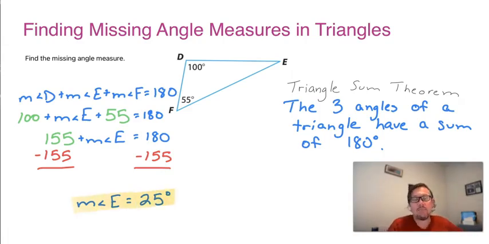25 degrees. And that's it. The triangle sum theorem. You've probably known it for a very long time, but maybe didn't know what it was called. And now you know. Triangle sum theorem. The three angles of a triangle have a sum of 180 degrees.